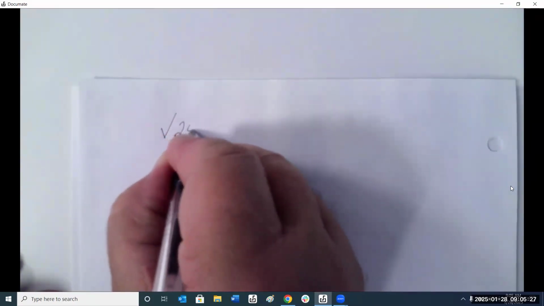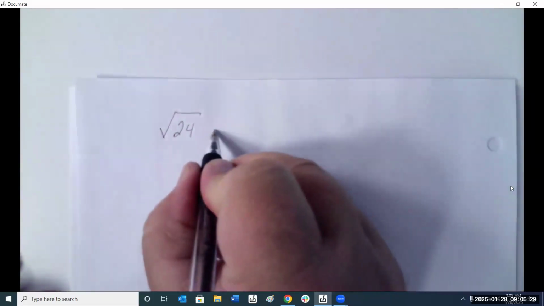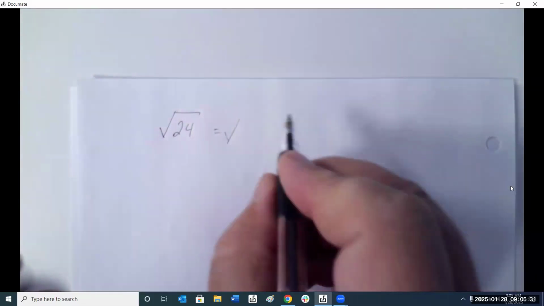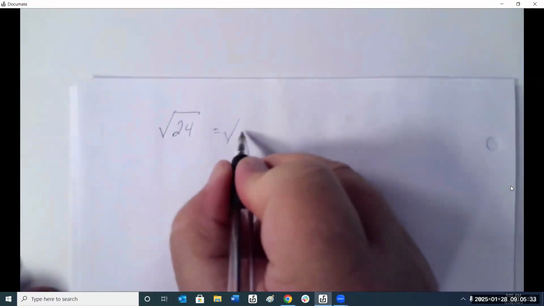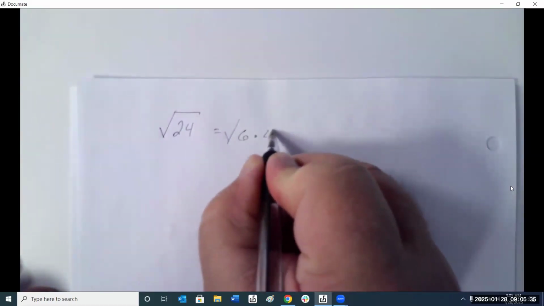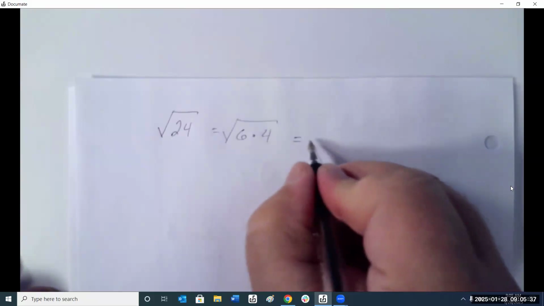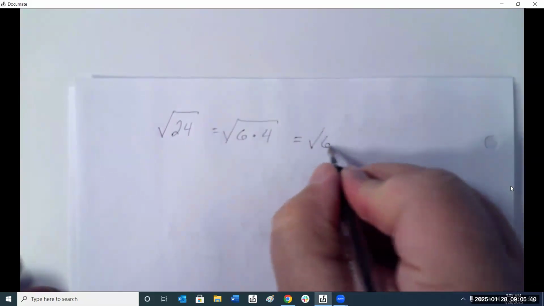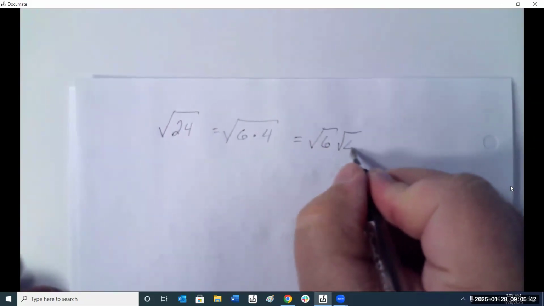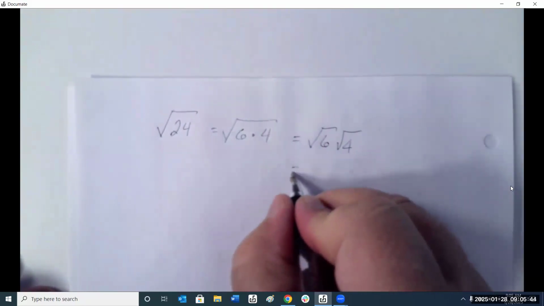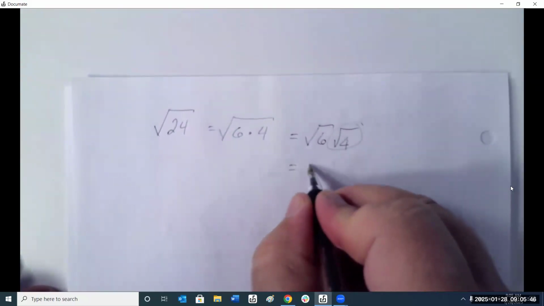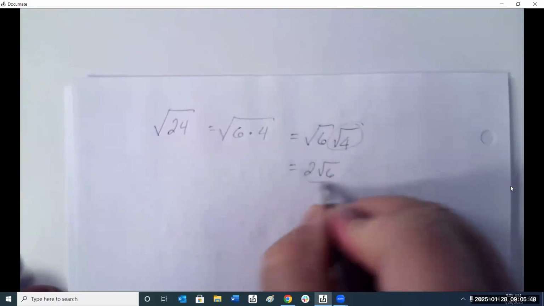What do I mean by that? If you had a square root of 24, what is 24 made up of? 6 times 4. So we have square root of 6 times square root of 4. Square root of 4 is 2, and there's your answer.